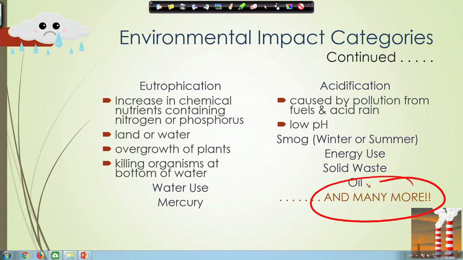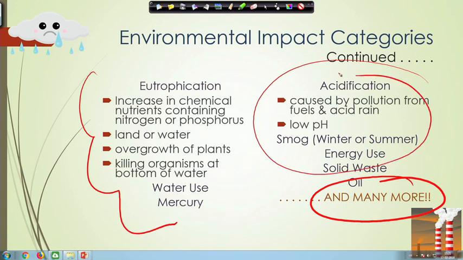Eutrophication is an increase in chemical nutrients in land or water, causing overgrowth of plants and killing of organisms at the bottom of the water. That is the eutrophication part. Acidification is low pH, smog, caused by pollution from fuel and acid rain. So these are the different impact categories which we look at when we try to quantify the environmental impact from different industrial processes, when we talk about life cycle assessment or any environmental impact for that matter.